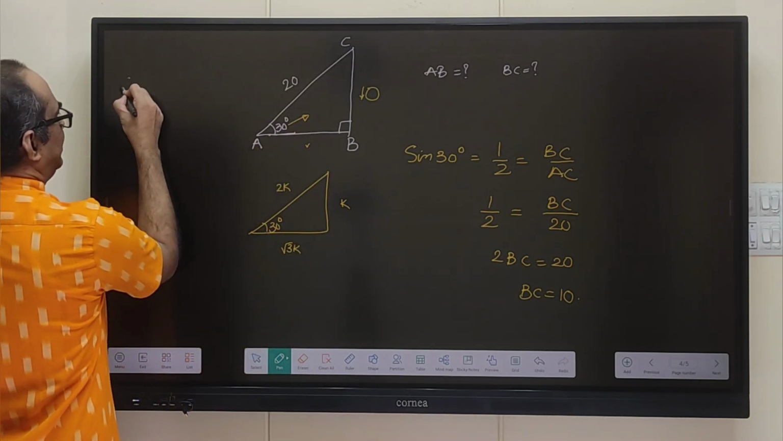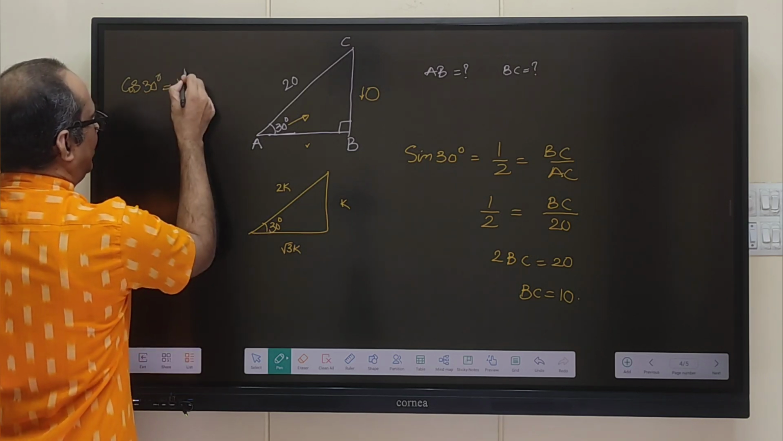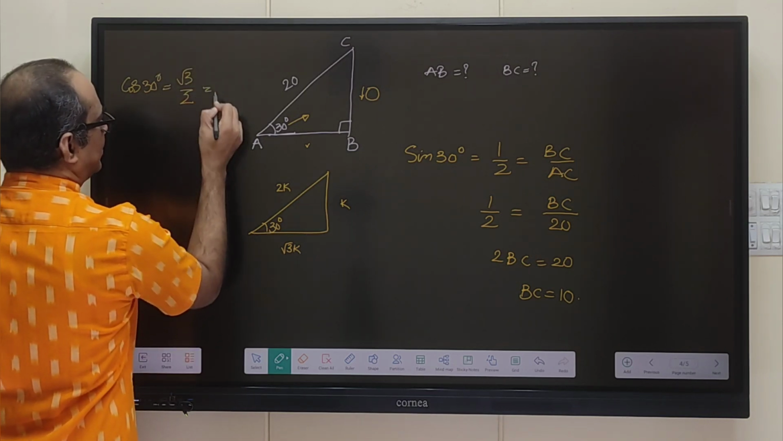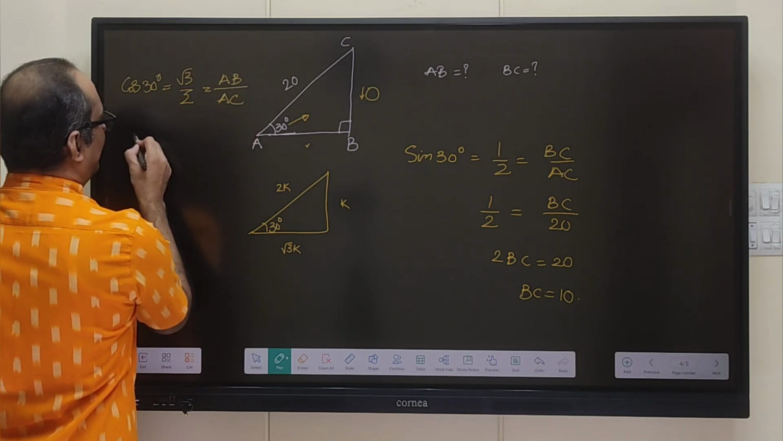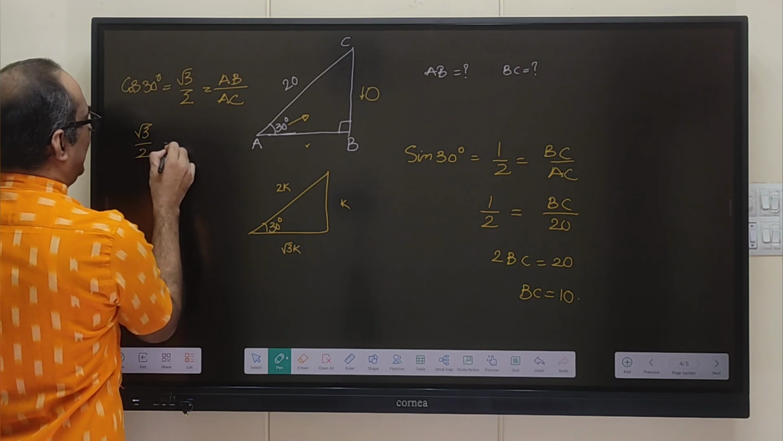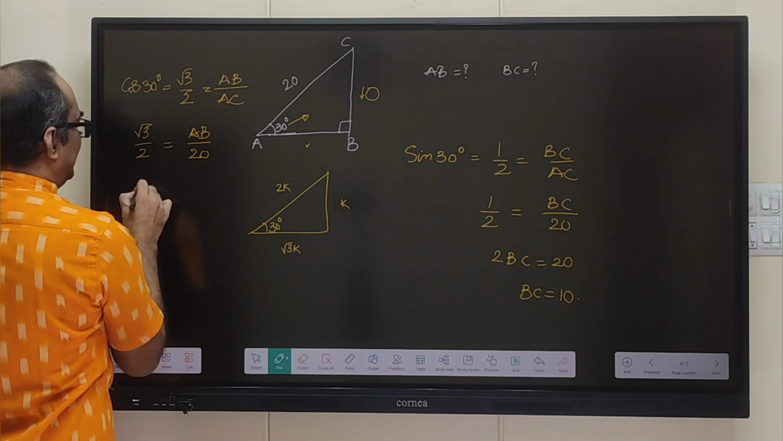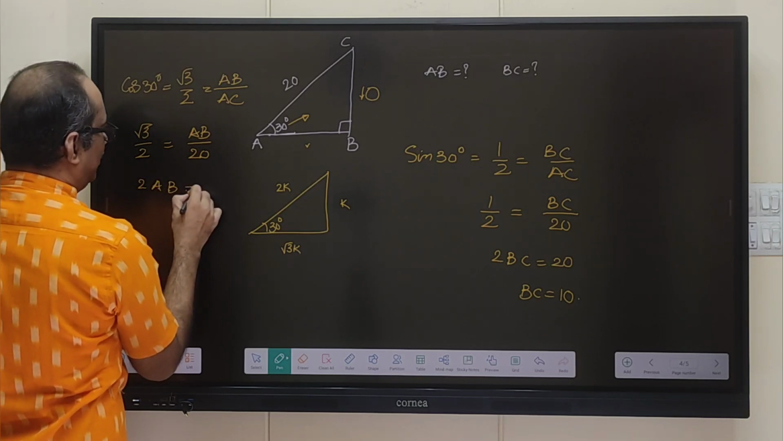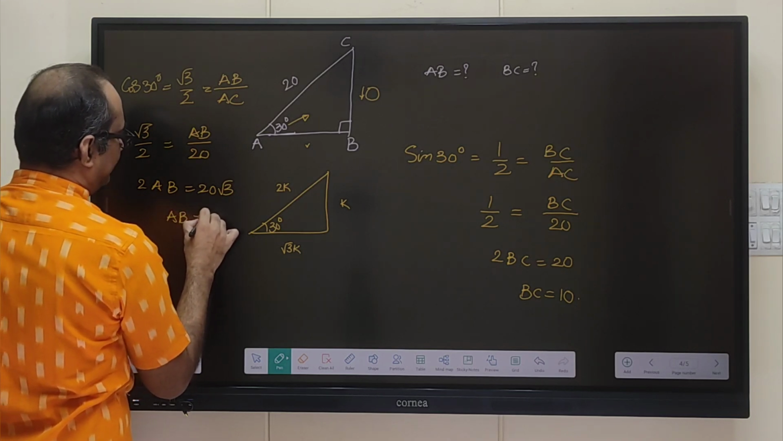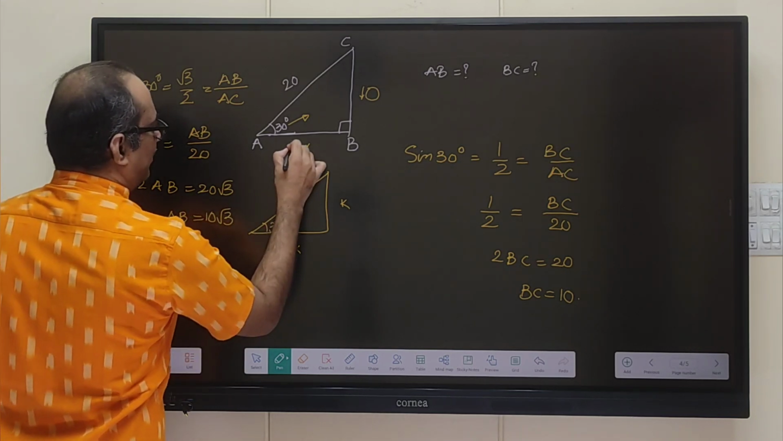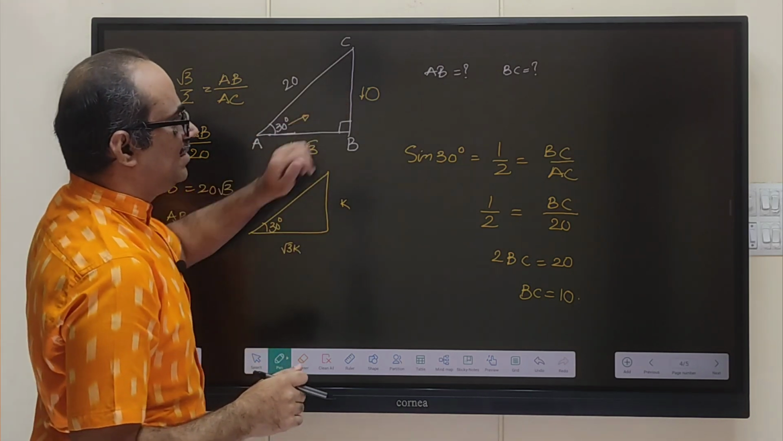Let us see that. Suppose I say cos 30, then I will write down cos 30. Cos 30 is root 3 by 2, and that equals AB divided by AC. Root 3 by 2 equals AB divided by AC, which is 20. So 2AB equals 20 into root 3, or AB equals 10 root 3. That means the value of AB equals 10 root 3. So AB is 10 root 3 and BC equals 10.